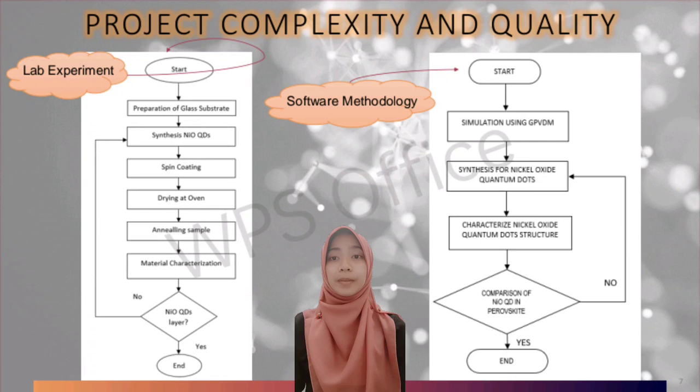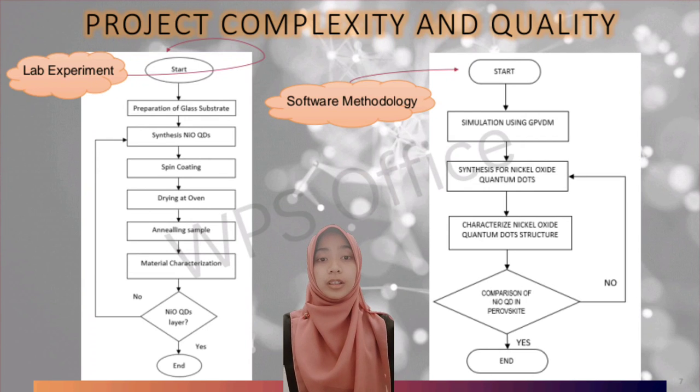So as you can see, this is my methodology for both the lab experiment and the GPVDM software. Starting with the lab experiment, first I will start and then I prepare a glass substrate and then I will synthesize the nickel oxide quantum dot. After that, I will spin coat, as you can see in the previous video that I showed you, and then dry it in the oven. After that, I will anneal it, and then we continue with the material characterization. If I have achieved the nickel oxide quantum dot layer, then it will be the end, and if not, I will start synthesizing it again.